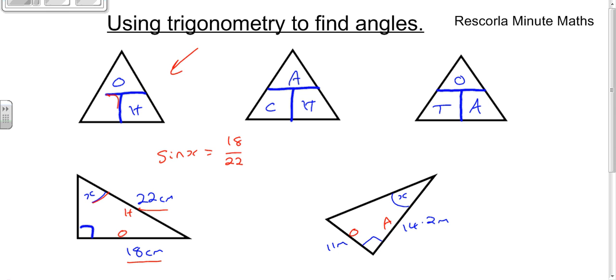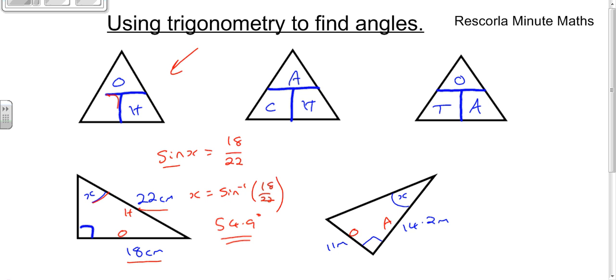Now, when we are looking for an angle, this is key. When we are looking for an angle, the next step is we do sine to the minus 1. We do the inverse of whatever this is. So sine to the minus 1, which is usually shift sine or second function sine, something like that on your calculator. And if you do that, the inverse sine, so shift sine of 18 over 22, that should give us 54.9. And because we're looking for an angle, that's going to be degrees.